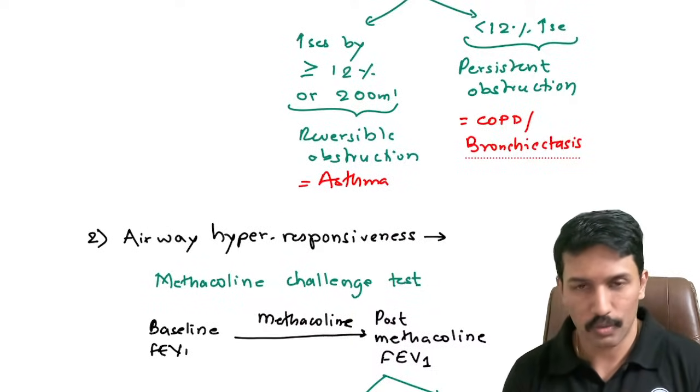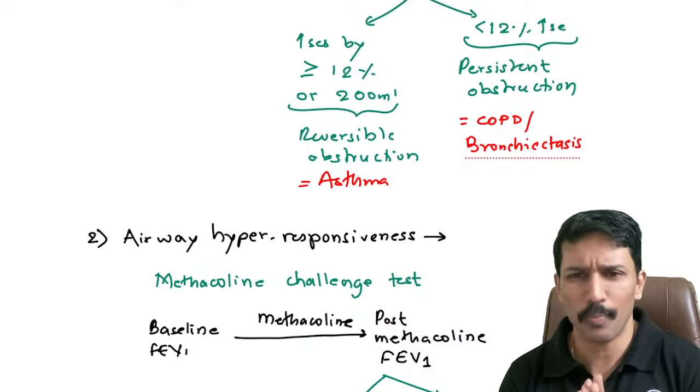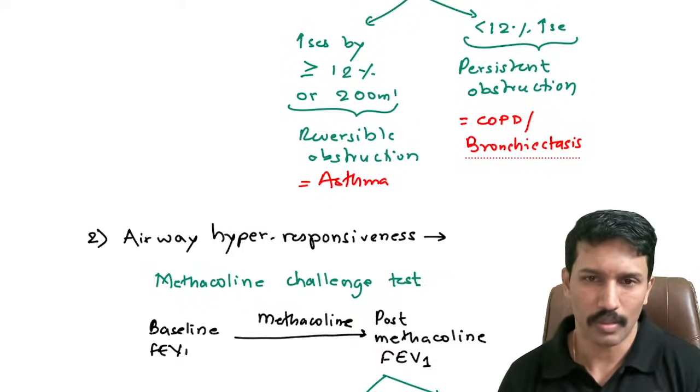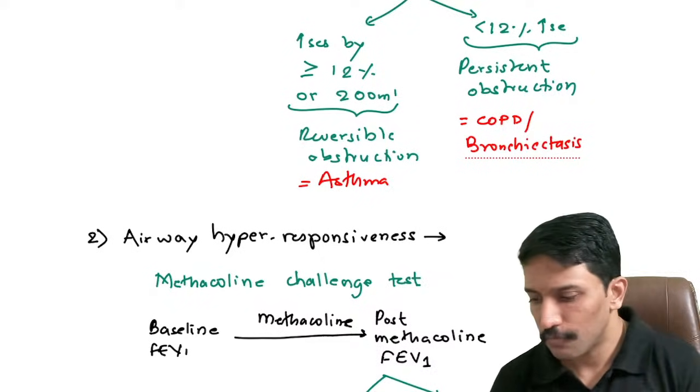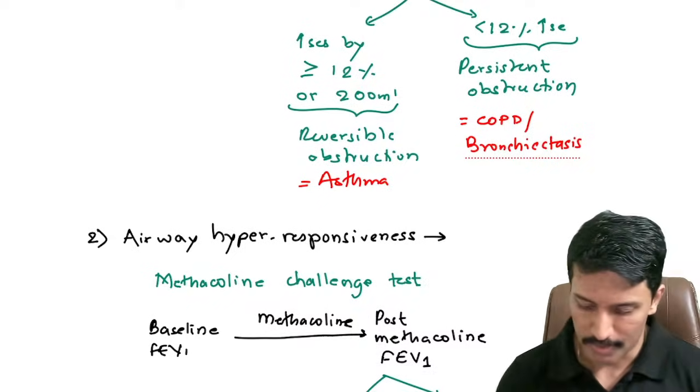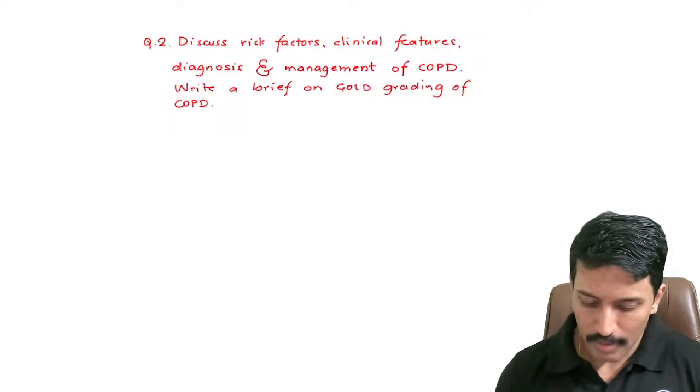So that's about the diagnosis. In the diagnosis, mainly write about PFT. If you can remember, write about airway hyperresponsiveness. If not, you can ignore. The fractional exhalation of nitric oxide we will discuss when we talk about the management. Okay. So this is about diagnosis.